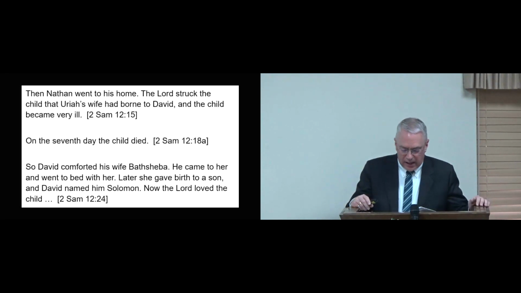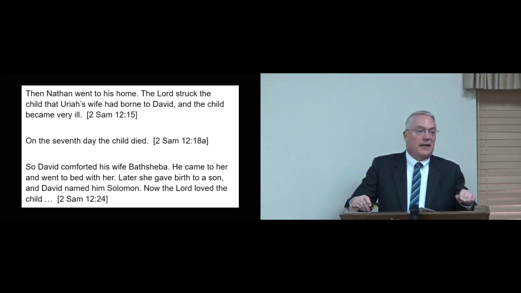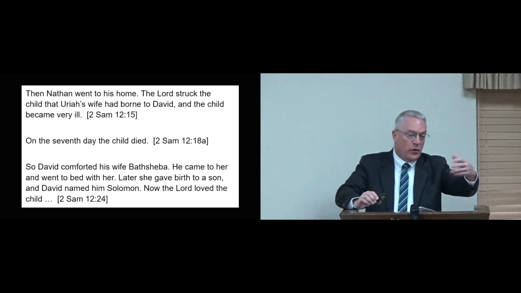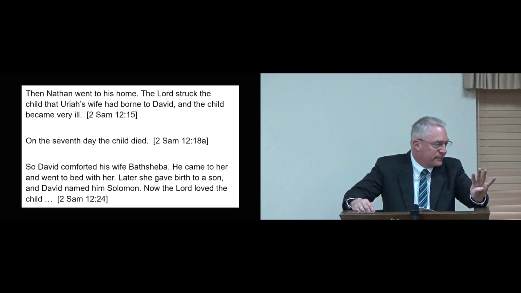The Lord struck the child that Uriah's wife had borne to David, and the child became very ill. On the 7th day, the child died. Now, we don't have time to get into it, but if you go through the rest of Samuel, what you'll find out is David effectively prophesied against himself. When he said that the man who did this should pay 4-fold, David lost 4 sons. This one was the first one. But David lost 4 sons. He effectively prophesied his own judgment in that case.